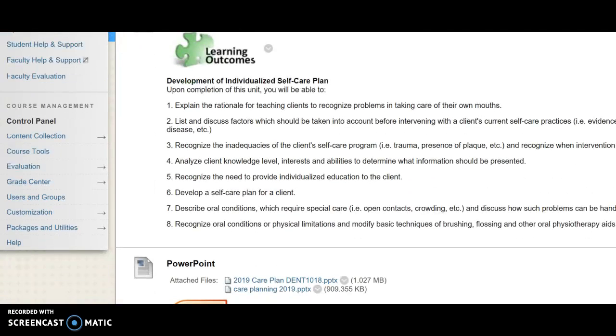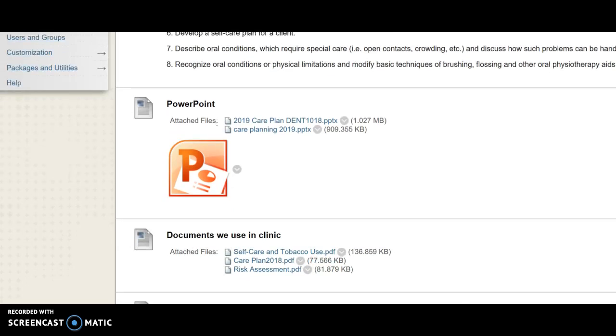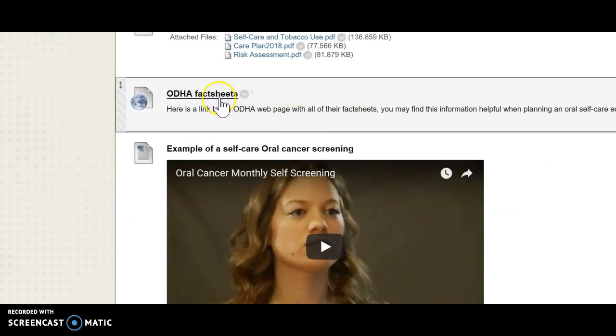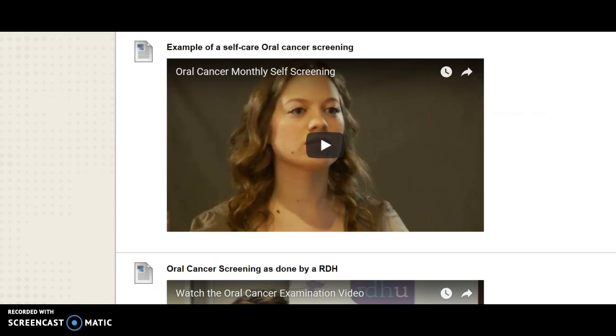This week, the outcomes are there. There are 2 PowerPoints. There's documents that we use in clinic, so your EMR forms are there. You've seen these before. There's a link to the ODHA, which has fact sheets, which are really helpful when planning a self-care session. You can also refer to these for your own fact sheet assignment, but make sure you're referencing where you're getting your information.